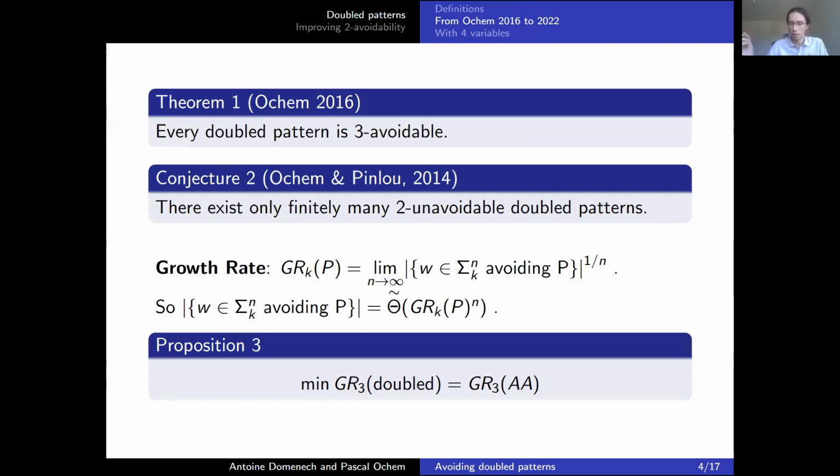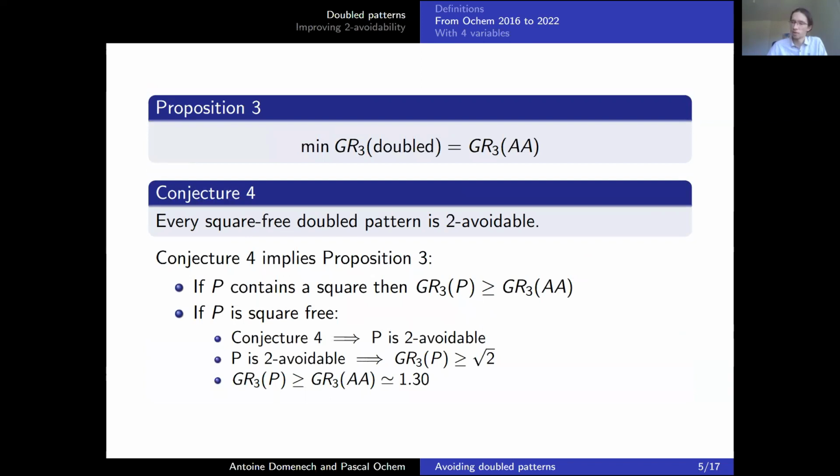It is proven in our paper with Pascal that we published in February on arXiv, and in this paper it is proven by taking a closer look at the power series method from 2016. So it works. So this result is true. The minimal growth rate on 3 letters of doubled patterns is this curve. But the starting point of the work I presented here is that we would like to have a combinatorial proof, and this conjecture would give us a very nice combinatorial proof.